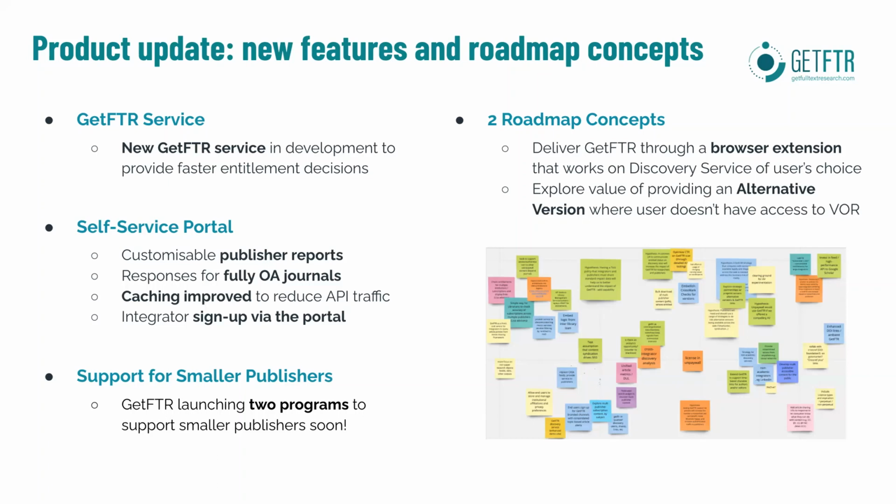We've provided additional functionality in the self-service portal to further simplify onboarding and support, including customized reports for publishers, GetFTR responding to requests for articles in fully OA journals, improved caching to reduce entitlement requests to publisher APIs, and easy sign up for integrators via the portal. We'll be launching 2 programs shortly, working with the GetFTR business development team to support smaller publishers. More information on this soon. And then following user feedback and brainstorming sessions, we've prioritized 2 roadmap concepts: a browser extension that provides the GetFTR experience on a discovery service of the user's choice, and alternative versions where the user's institution doesn't provide access to the version of record. Next slide.